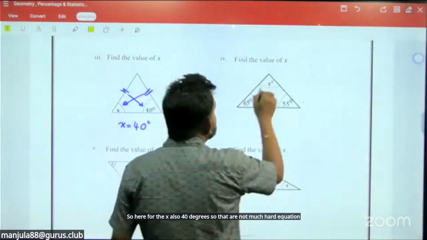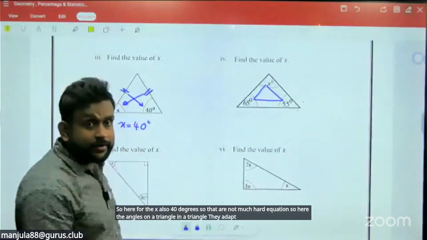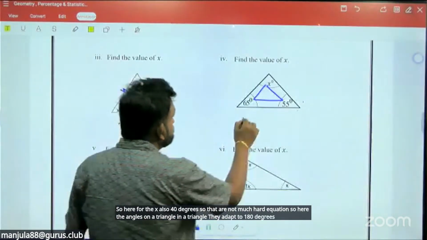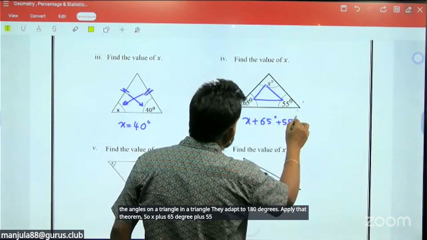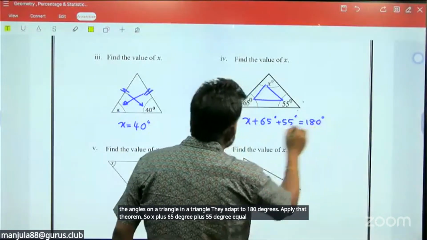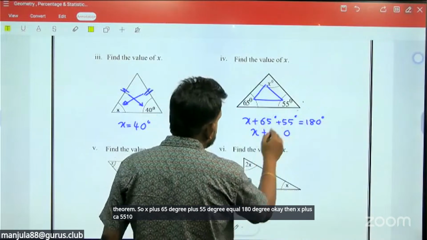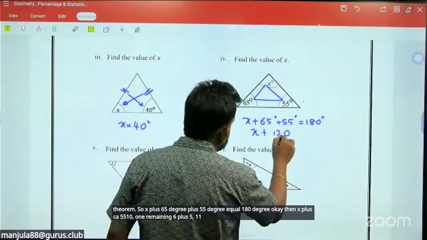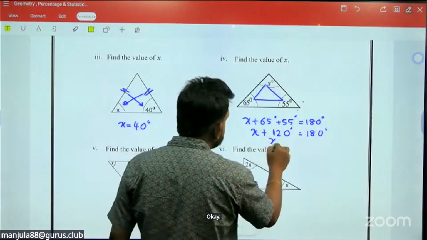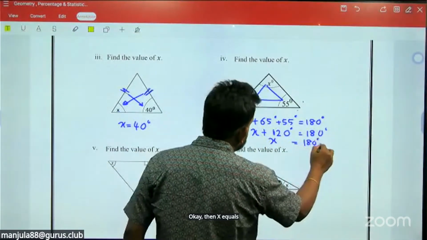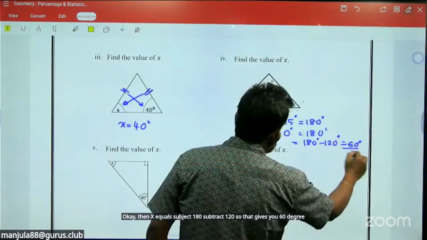So that is not a very hard equation. Here the angles in a triangle add up to 180 degrees. Apply that theorem. So x plus 65 degrees plus 55 degrees equals 180 degrees. Then x plus, 5 and 5 is 10, 1 remaining, 6 plus 5 is 11, plus 1 is 12, equals 180. Then x equals 180 minus 120. So that gives you 60 degrees. So x equals 60 degrees.